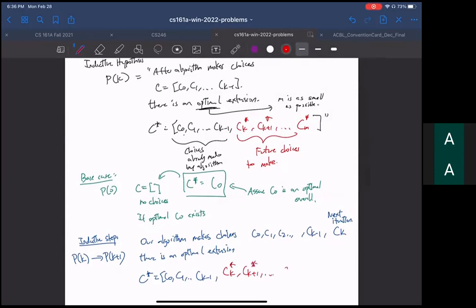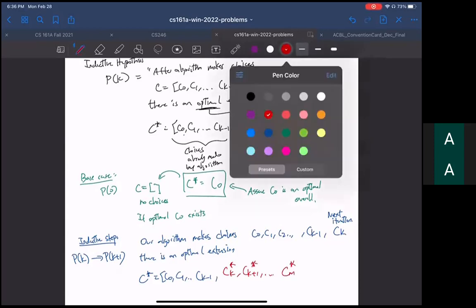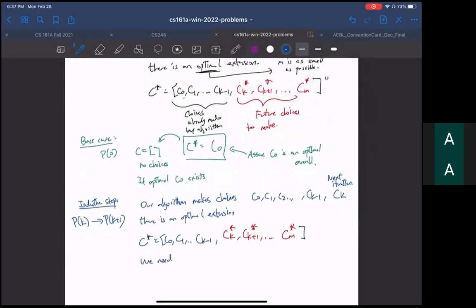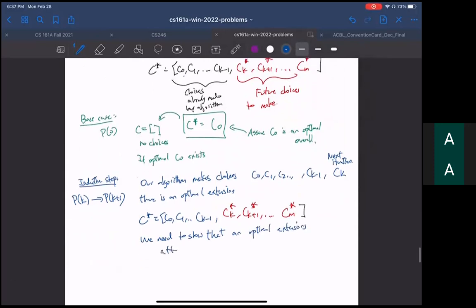Okay, we don't know what it actually is. We just assume that it exists, right? That's just the inductive hypothesis. We're just assuming that there is some extension. And what we need to show is that an optimal extension exists after choosing Ck. So we need to show that after we made these choices, including Ck, there is still some optimal extension.